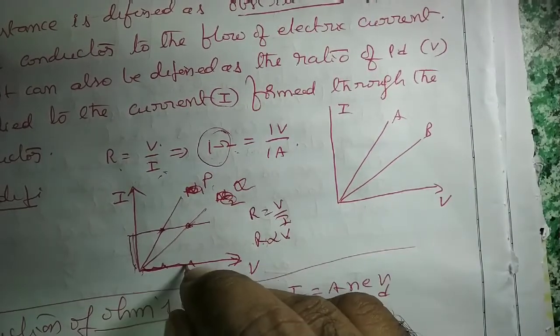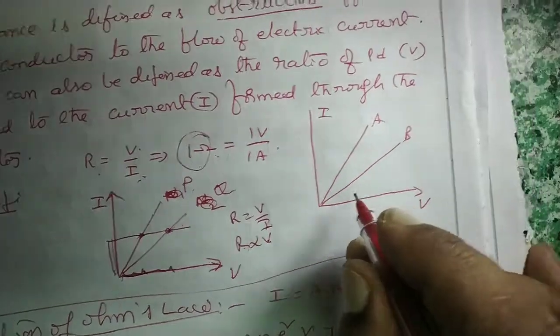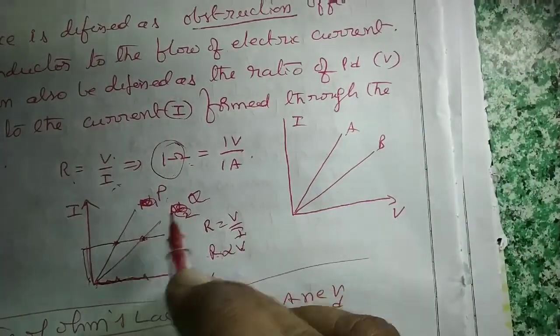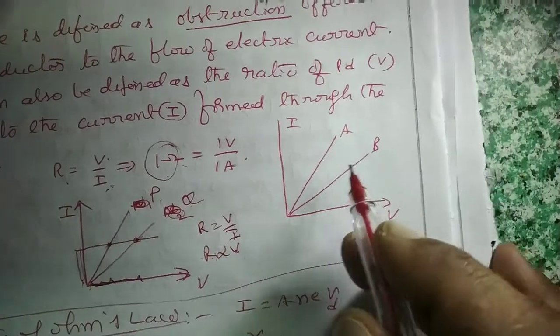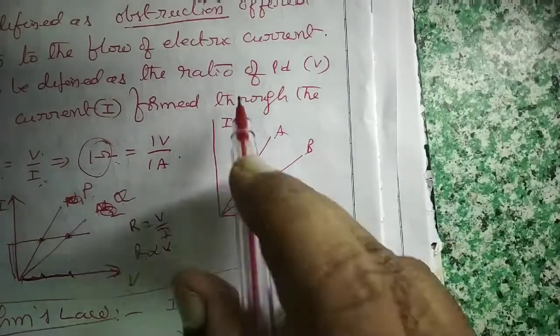As greater voltage is there for Q, Q's resistance is greater. So this is answered. In the P conductor and Q conductor, which has greater resistance? Q. And in this graph, voltage is taken on the x-axis, current is taken on the y-axis.